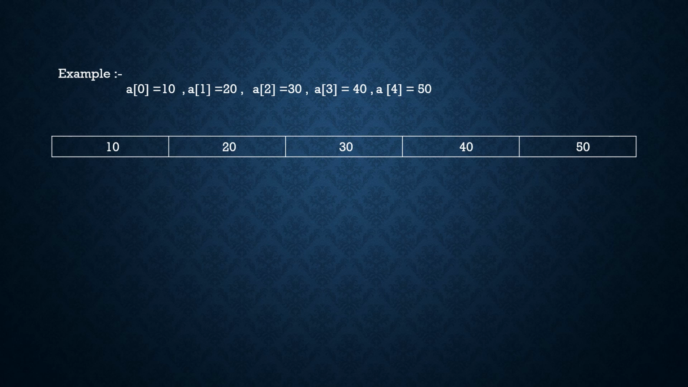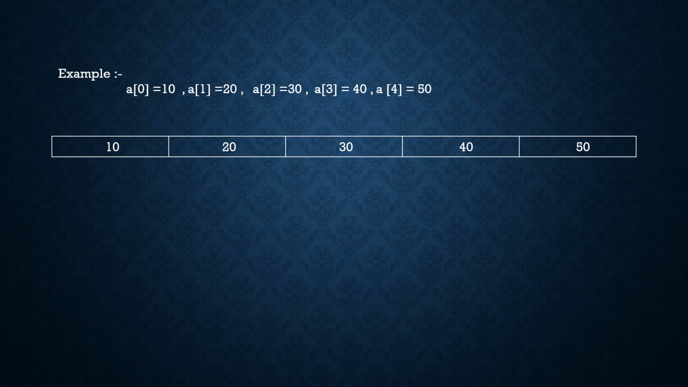A of 0 will store 10. So you can see in the first index I have stored the value 10. In a of 1 it will store 20, in a of 2 it will store 30, in a of 3 it will store 40, and in a of 4 it will store 50. So basically it has 5 values, right? 0 1 2 3 4, it has 5. So an array always starts with index 0, and this is how the elements are stored in an array.